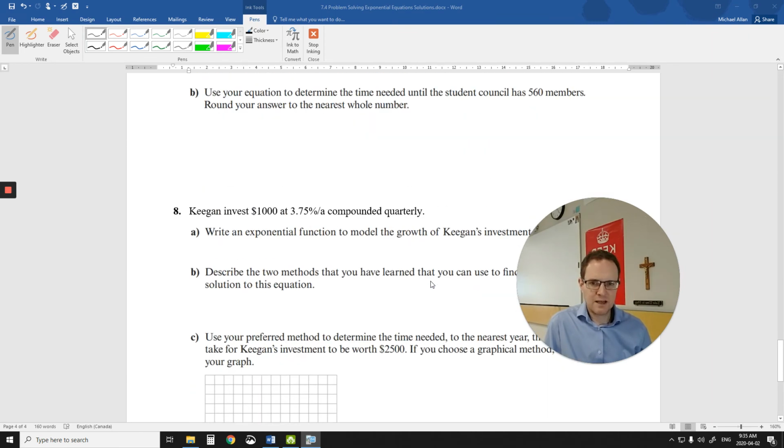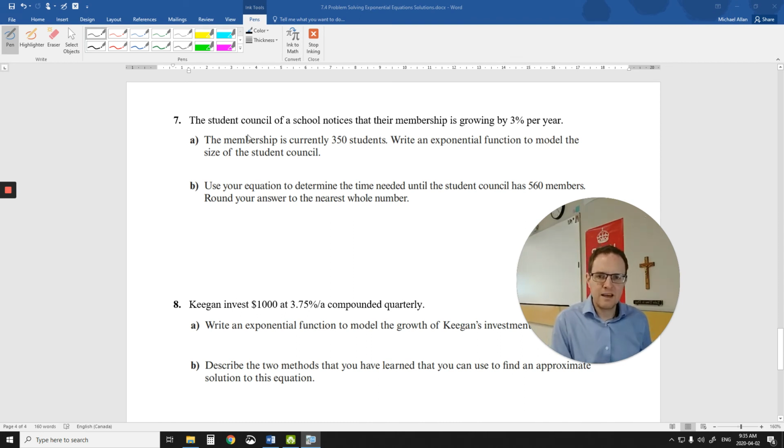Cool. All right, so we have 2 more questions here. Student Council notices that the membership is growing by 3% per year. So it's growing by 3% per year, so that makes my C value 100% plus this 3%. We're starting off with 350. What's my exponential equation? They're not giving me too much information about variables here. So let's just call M for membership. You could just say Y if you wanted to.